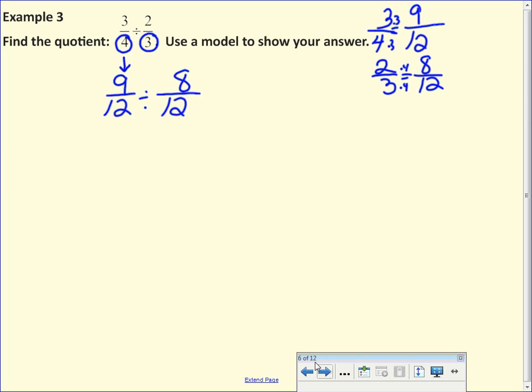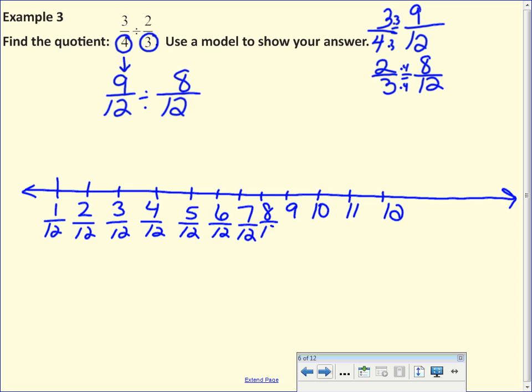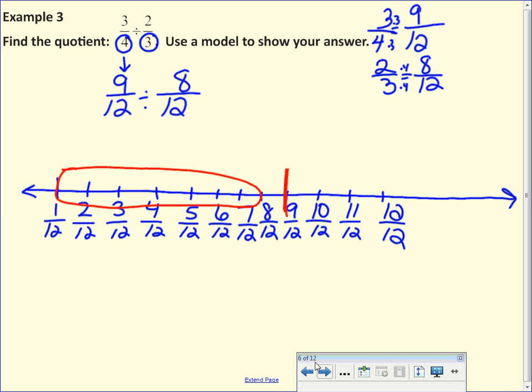So, do you want me to draw a number line, or do you want me to do the tape? I'll do a number line this time. All right, so I need 9/12. So I'm actually going to stop my number line here. I want groups of 8/12. So here are 8/12. So I have one whole group, and then I have 1/8 left over.